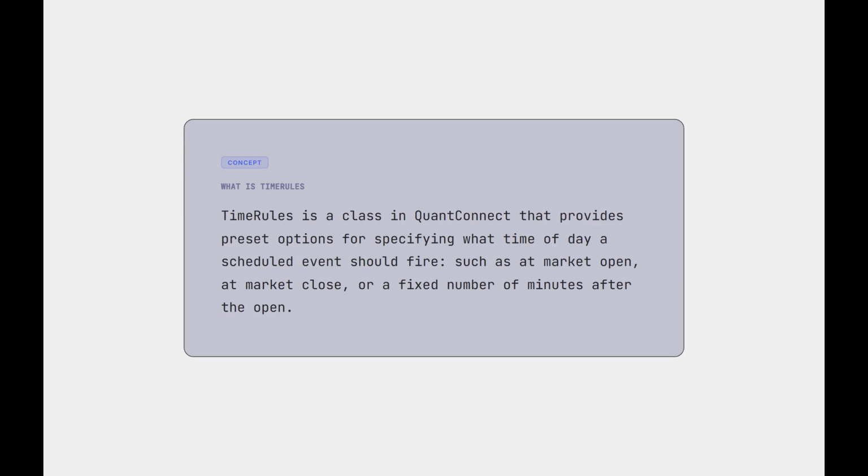TimeRules is a class in QuantConnect that provides preset options for specifying what time of day a scheduled event should fire, such as at market open, at market close, or a fixed number of minutes after the open.